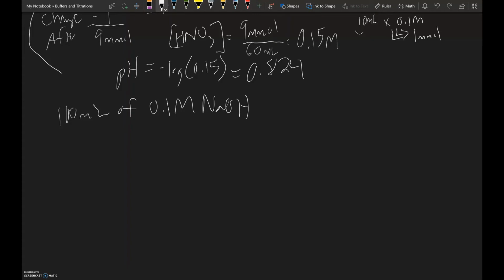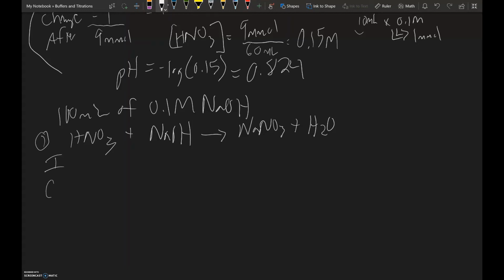So now we're going to do a separate problem. So it's a new one, but this time we're adding in quite a bit more. So we started off with 0, went to 10. Now we're going to do 100, and let's see what happens here. So before we do anything, the first thing is the stoichiometry. So you have nitric acid reacting with sodium hydroxide to form NaNO3 plus H2O. Now these two are not important at this moment, but when we start working with weak acids, it's definitely going to be something we have to pay attention to. So initially the change, and then after the change, so how much is left over.